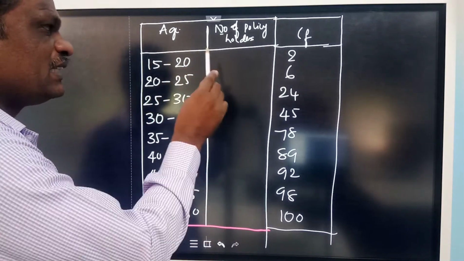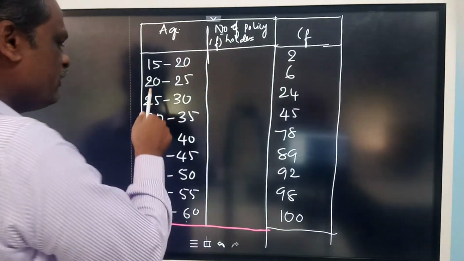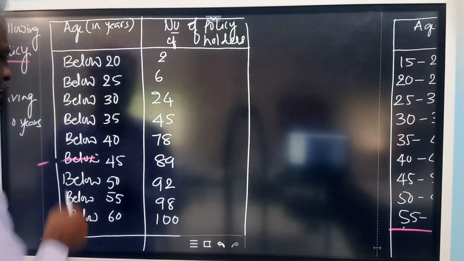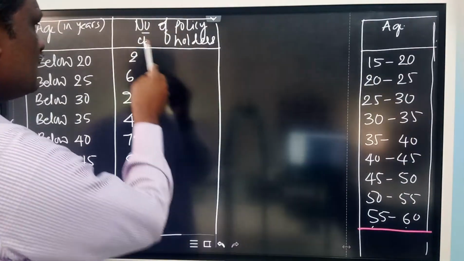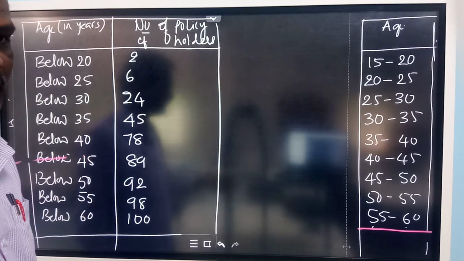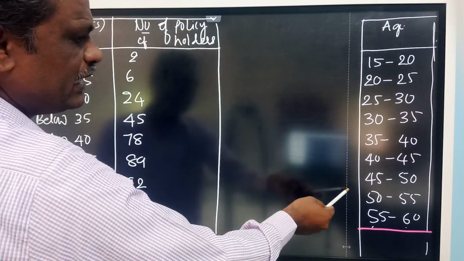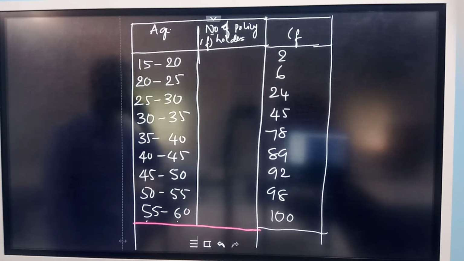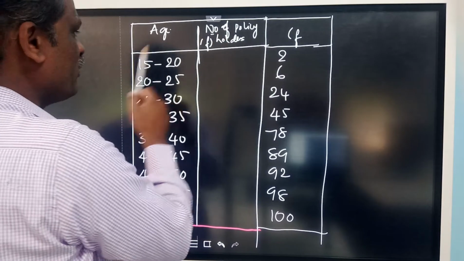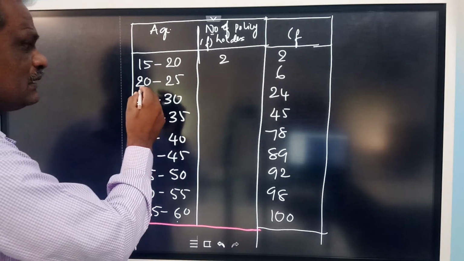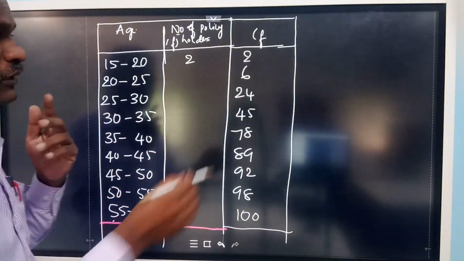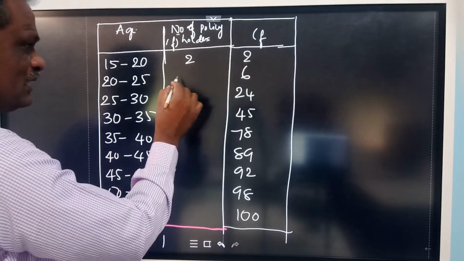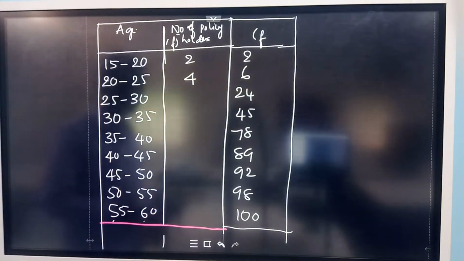Now we need the frequency column also. Why are we doing all these things? With the original table we cannot find out the lower limit, therefore the class intervals were made like this. And this is the cumulative frequency, we can find only CF, but we need f also. So for 15 to 20, below 20 means only 2. Below 25 it is 6. So 6 minus 2 gives you 4. That means 20 to 25 we have 4.